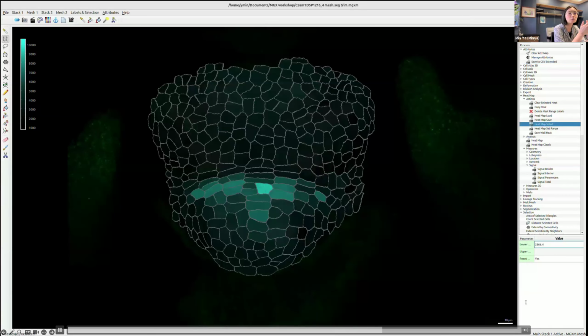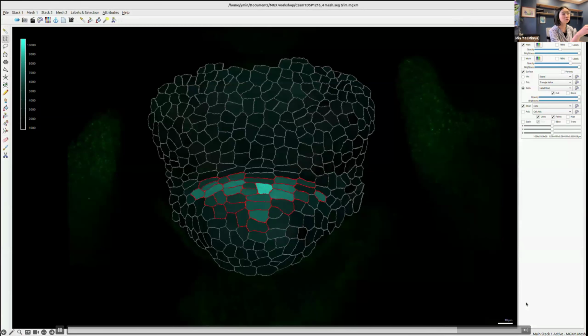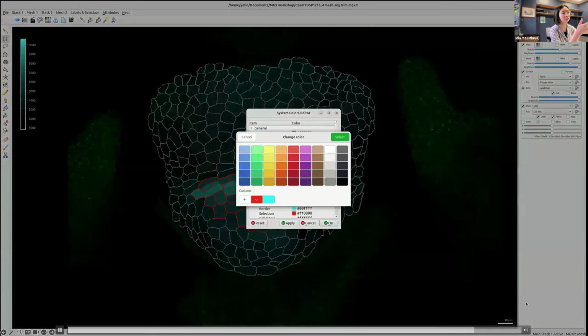For the lower bound, we use the number we just calculated, and for the upper bound I just put in some ridiculously large number, and voila, the cells with the highest expression are selected here.